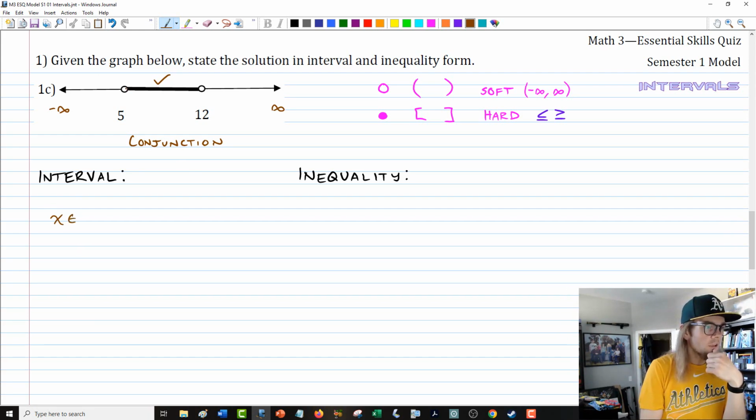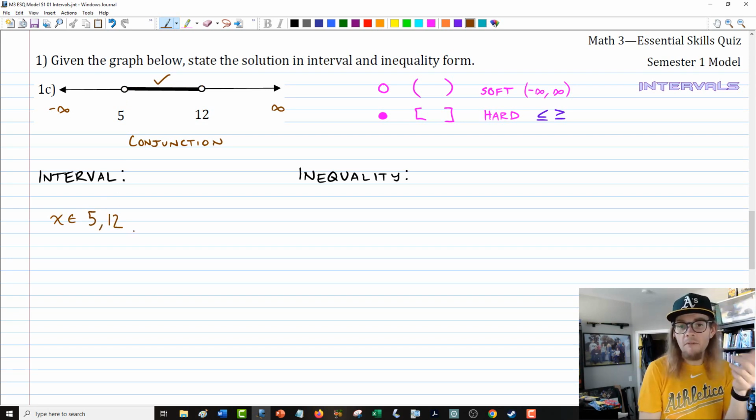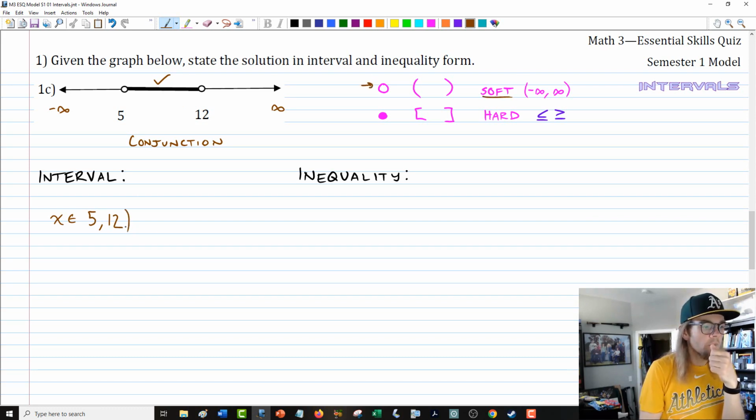And then next, I'm going to look here and say, well, the smallest value x can be would be 5. Now, we're not including 5, but definitely 5. And then it's all the numbers in between up to 12. So we'll go x is a member from 5 to 12. And then because we have open dots, just like so, we are going to use soft brackets. So it'll be just x is a member of 5 to 12 in parentheses.